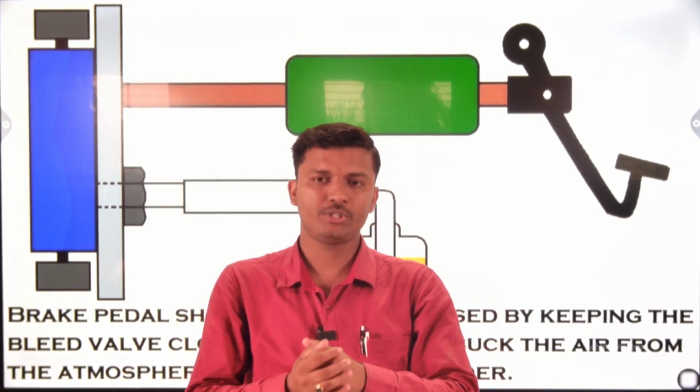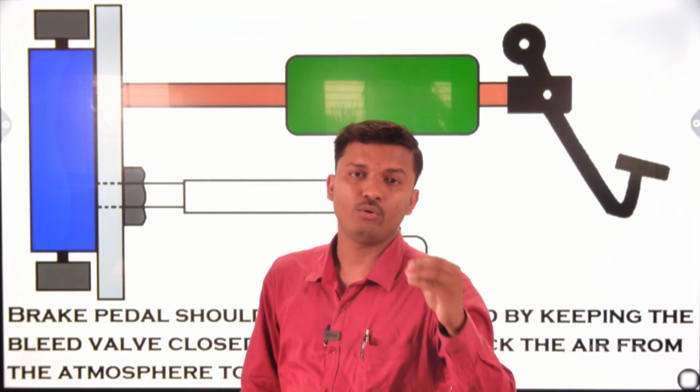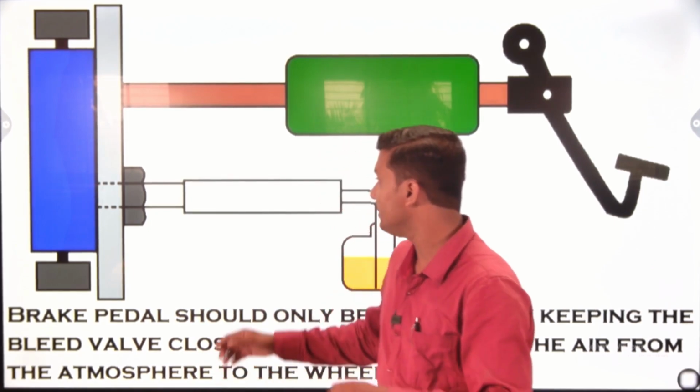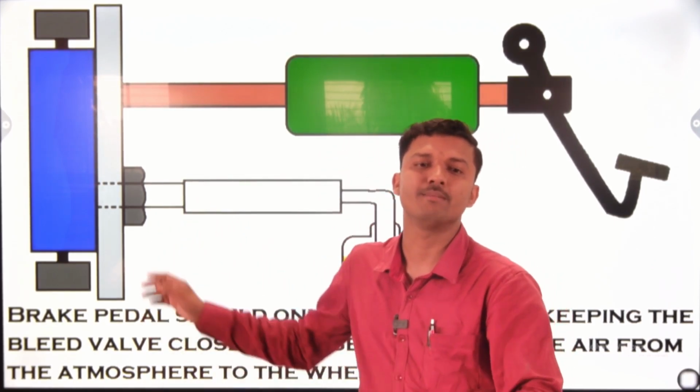For that purpose, what happens? We are going to escape the air from the hydraulic fluid mechanism. To remove the air, we are using this bleeding valve or bleeding mechanism. That process is known as bleeding.